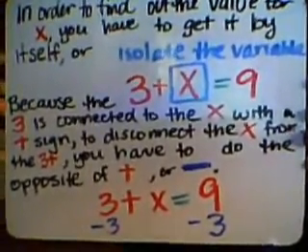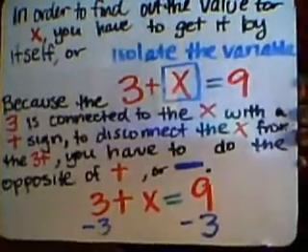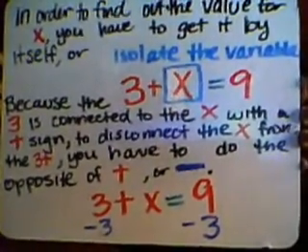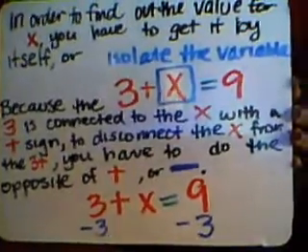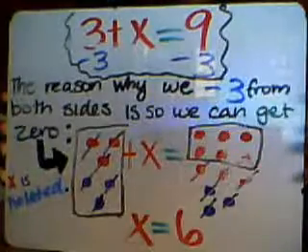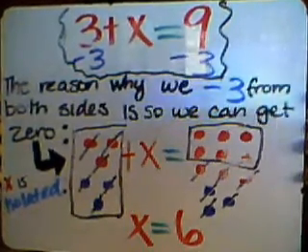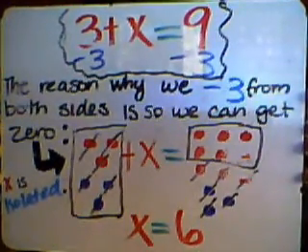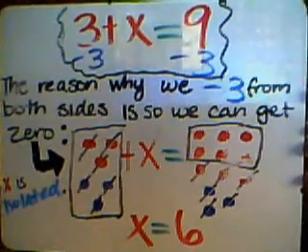And what am I subtracting? The same thing from both sides. So I'm going to subtract 3 from the 3 plus x, and I'm going to subtract 3 from the 9. The reason why we subtract 3 from both sides is so that we can get 0 with the x, on the side with the x. We want to get the x isolated, okay?